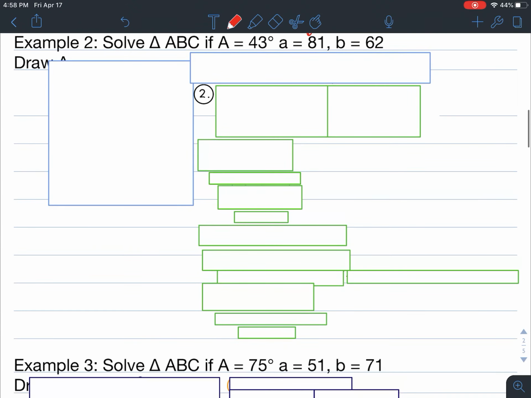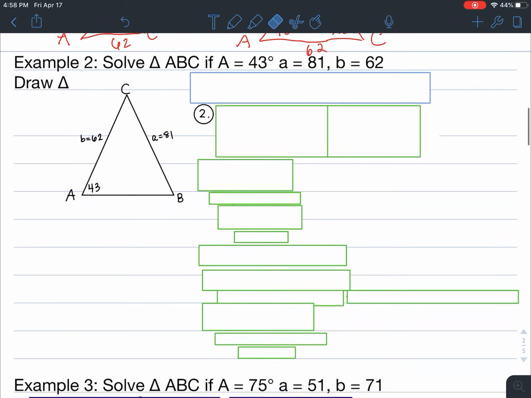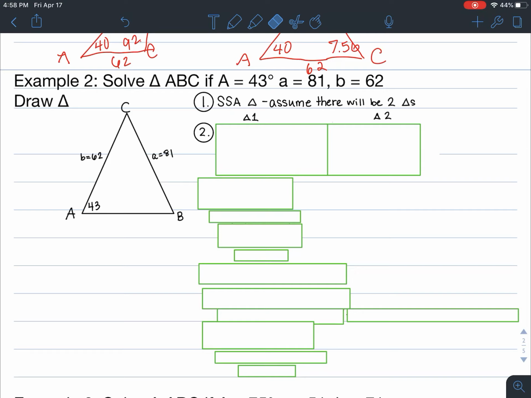Okay, let's take another example. Example 2. Solve triangle ABC, and here's the given information. So first, of course, we're going to draw the triangle and put everybody in the appropriate spots. Yeah, I didn't draw those triangles very well up there. Okay. So first you want to identify the triangle. So it's an SSA triangle. And you want to assume that there will be two triangles. So as soon as you discover that the triangle is SSA, just start pretending that there's two triangles. Okay, because for all you know, there's two.